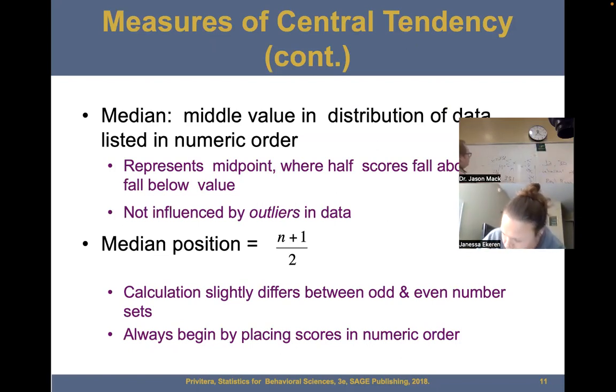So if we have 34, 45, 60, 75, 80, 95, 105. The median position is right in the center. It's not affected by outliers. It's like you take a ruler and you move your hands toward each other. That is your median position. Not influenced by outliers because it's exactly in the middle.